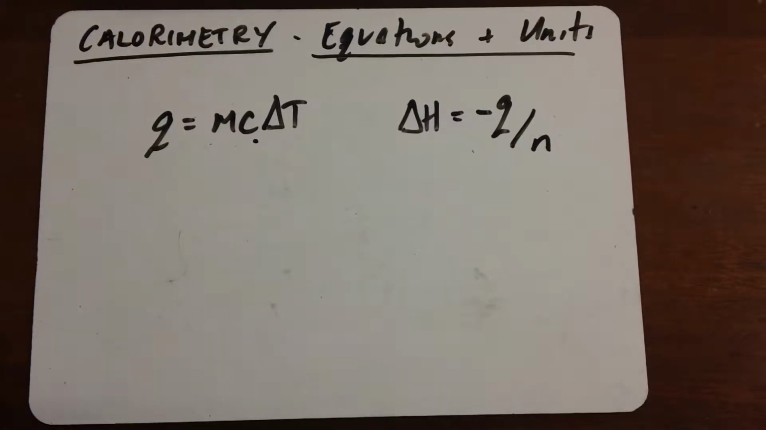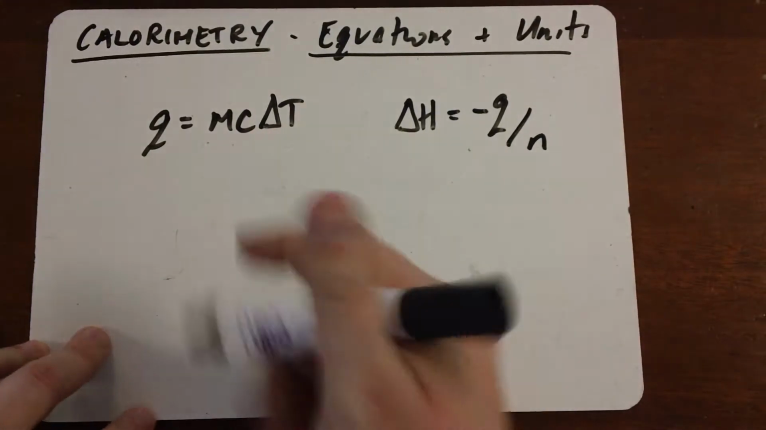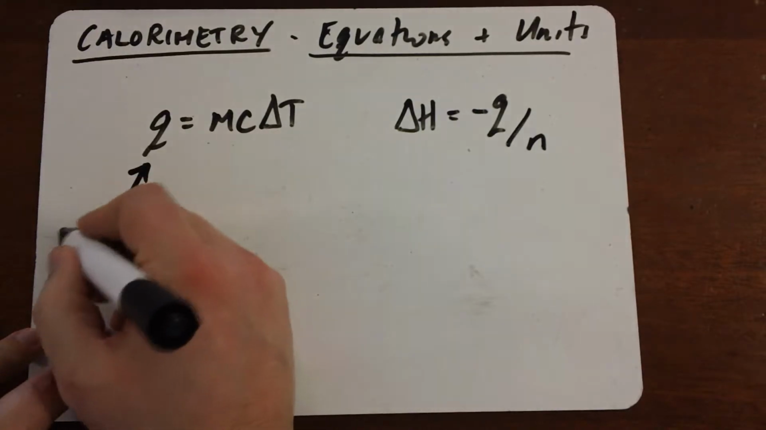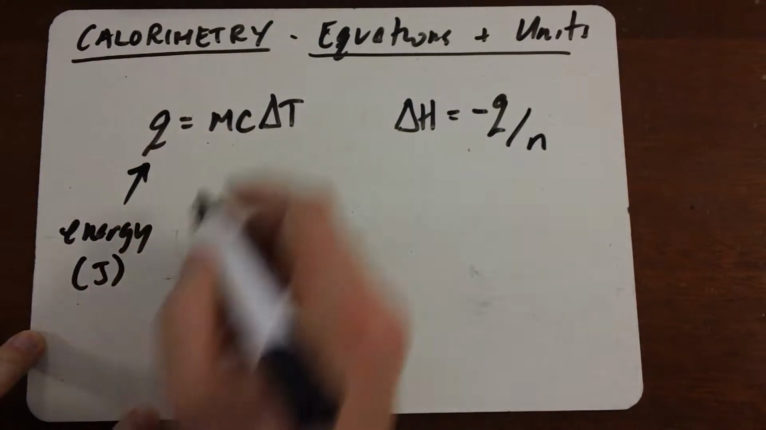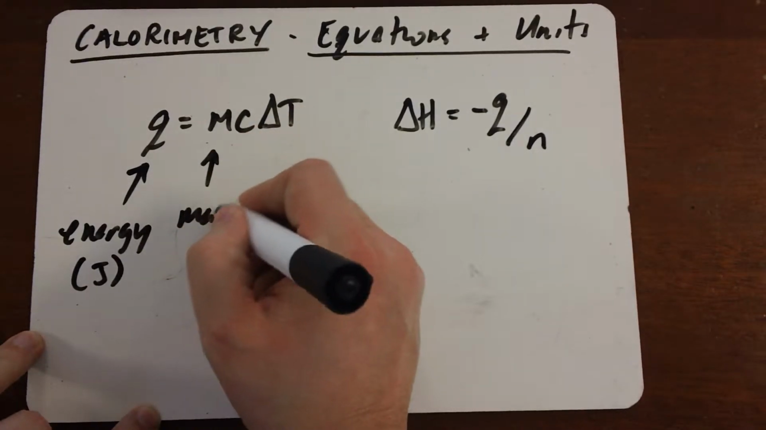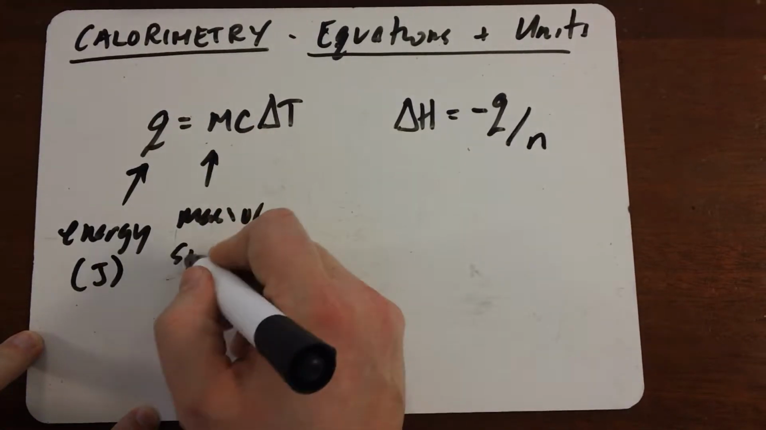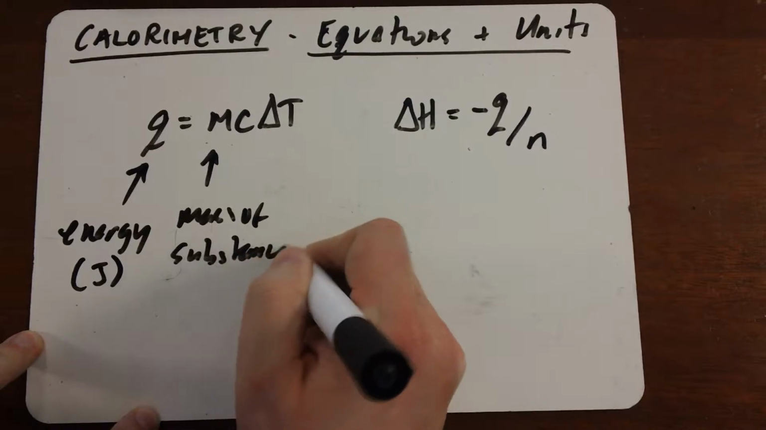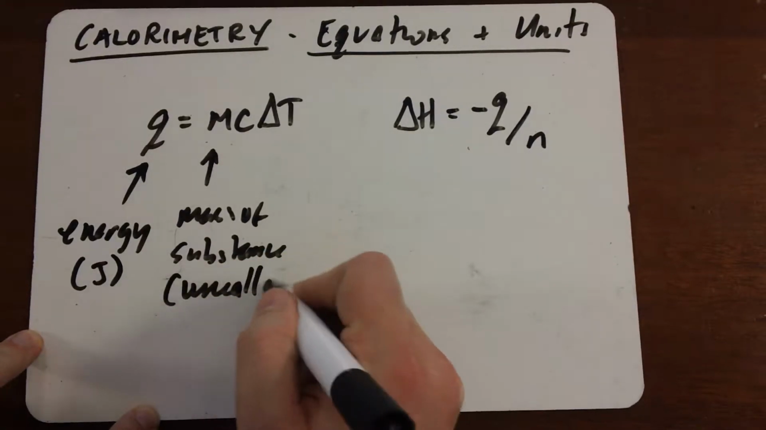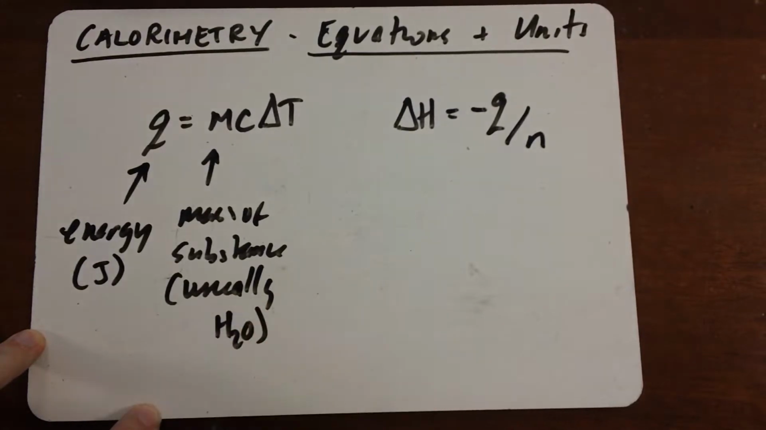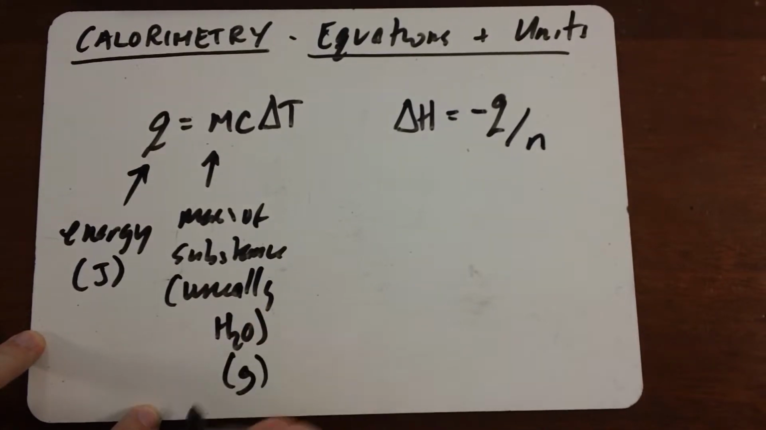Right, so we looked at these two equations. We're just going to label them and put some units on. This Q is a value of energy measured in joules. This is the mass of substance being heated, usually water, H2O, and that's measured in grams.